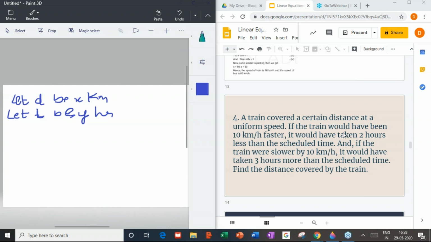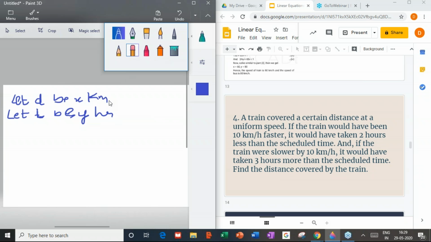So here, if you read the question, a train covered a certain distance at uniform speed. Since they have given uniform speed, we know that speed is not a variable here. Correct? It won't be x or y. And the train would have taken 2 hours less than the scheduled time. So there is time which is a variable here. And if you see from here, if we have taken, so yeah, okay, wait, I'm making a mistake somewhere.